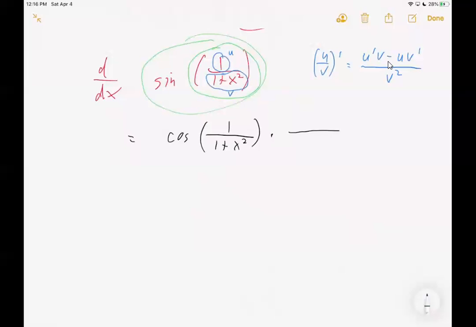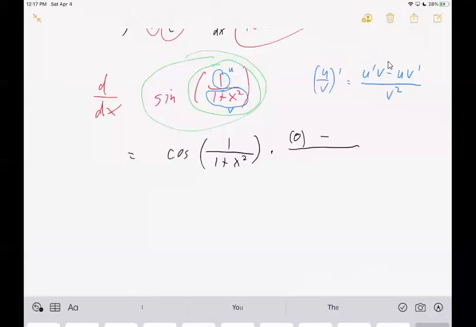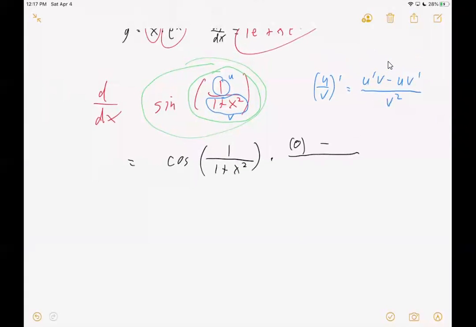And so here I just need to be careful. u prime is 0. Okay? Times v doesn't matter because it's a 0. u v prime would be 1 times the derivative of the denominator, which is 2x. So 1 times 2x, all over the denominator squared, 1 plus x squared, quantity squared.